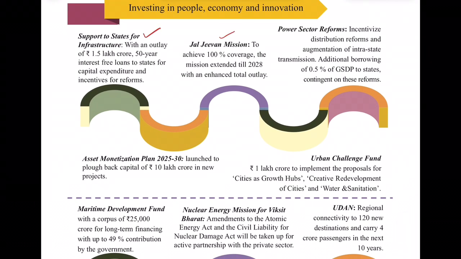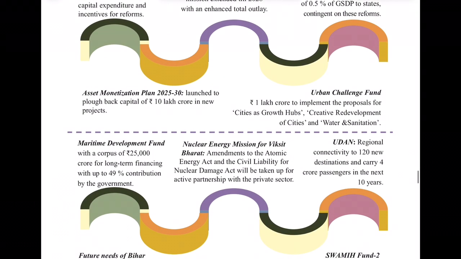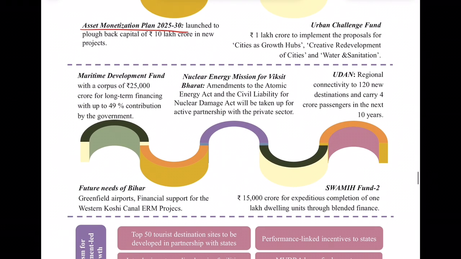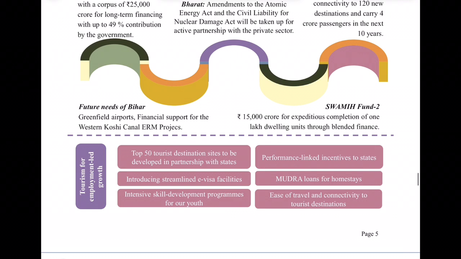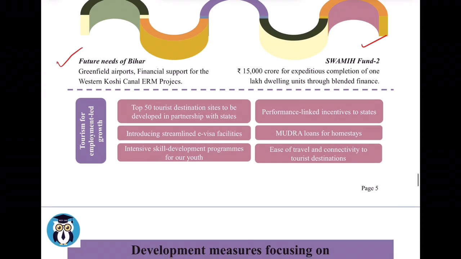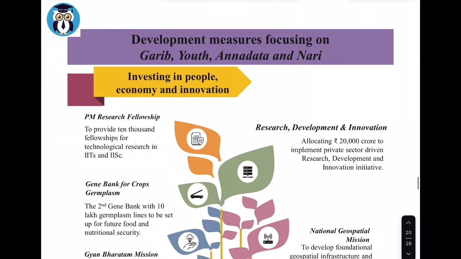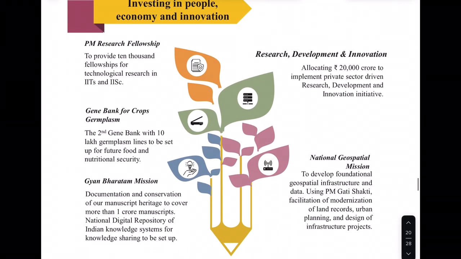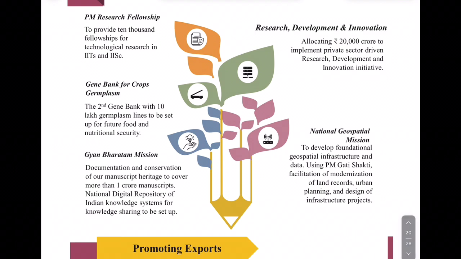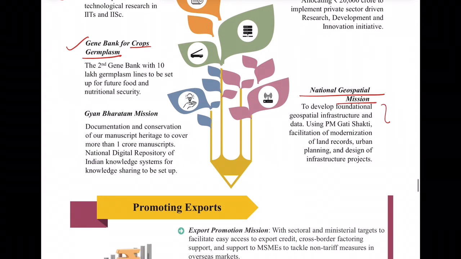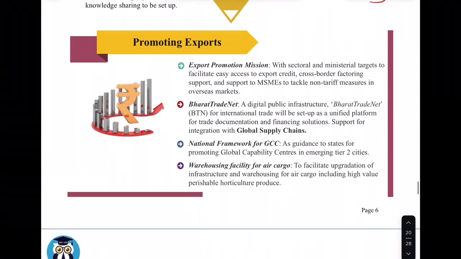Support to infrastructure, then Jal Jeevan Mission and all that, asset monetization program. These are just the flagship schemes which are mentioned in the budget. Nothing much in it. Just go through it, looking into what are the famous ones, like Gene Bank for Crops, Gen Plus, PM Research Fellowship, National Geospatial Mission for Gati Shakti and all that.